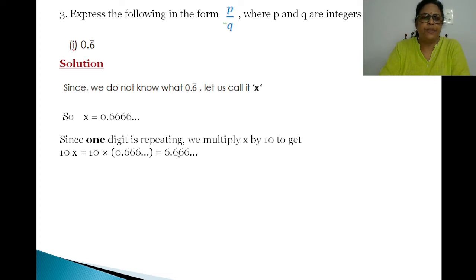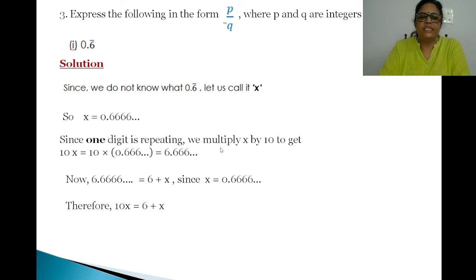We will get 6.666 etc. So 6.666 etc. we can write as 6 plus 0.666, and 0.666 is x. So 6.666 etc. we can write as 6 plus x, since x is equal to 0.6666 etc. Therefore 10x is equal to 6 plus x.